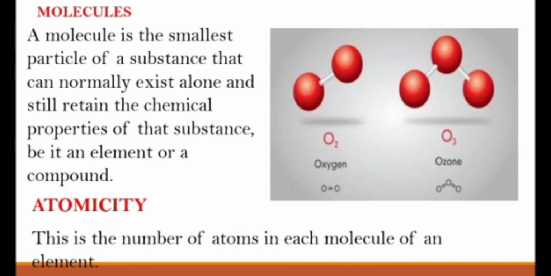What is atomicity? Atomicity simply means the number of atoms in 1 molecule of a substance. For oxygen, the atomicity will be the number of atoms. How many are there? 2. So atomicity will be what? 2. Or we say it is diatomic. For ozone, the atomicity will be 3. And we say it is what? Triatomic. Is it not? Yes. So the number of atoms in 1 molecule of the substance gives us the atomicity.